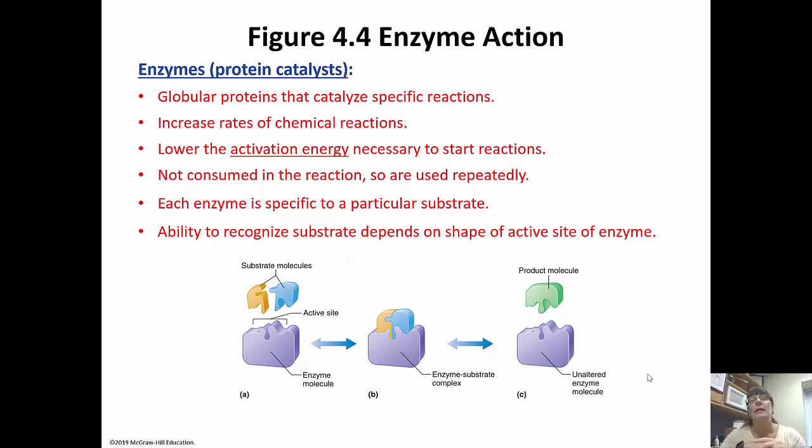What an enzyme does is chops the hill in half. So now imagine you're pushing that same rock up a hill half the size. It's not going to take as much energy. So that's what catalysts do. That's what enzymes do. They come in and they lower the amount of energy that's required to start those reactions. The good thing about enzymes is they're not consumed in the reaction, so they can be used over and over and over again.